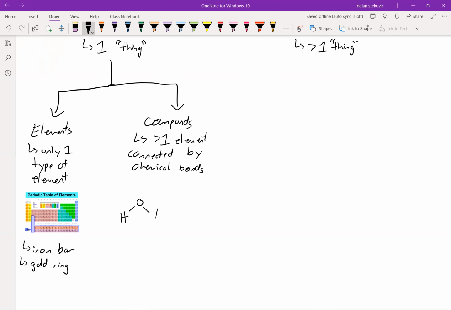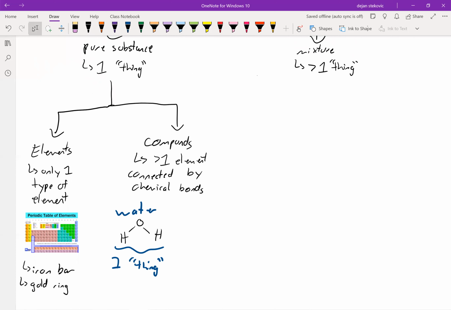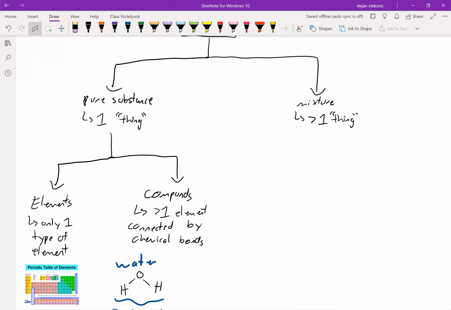An example of this that we used is water, right? Most people know that water is H2O. And so you can see that this has more than one element in it, but it's still only one thing. In this case, that thing is a compound. So a glass of water is a pure substance, but it's a compound because it's made out of these molecules of water.